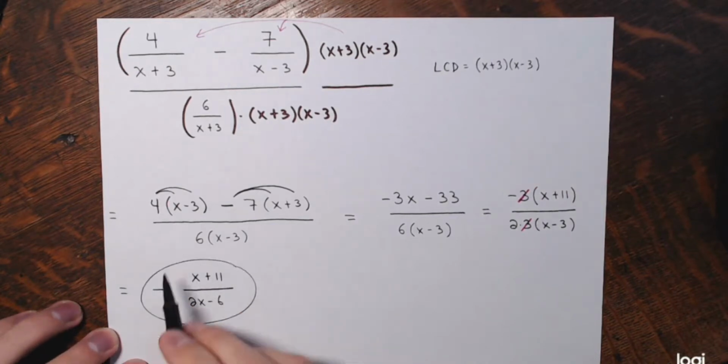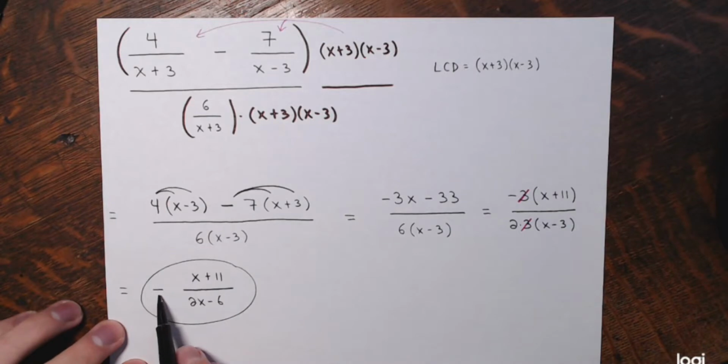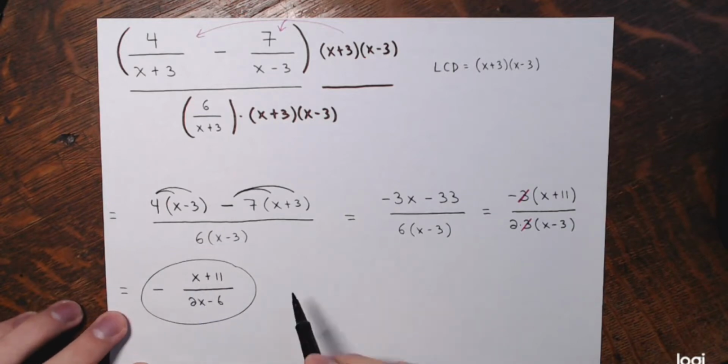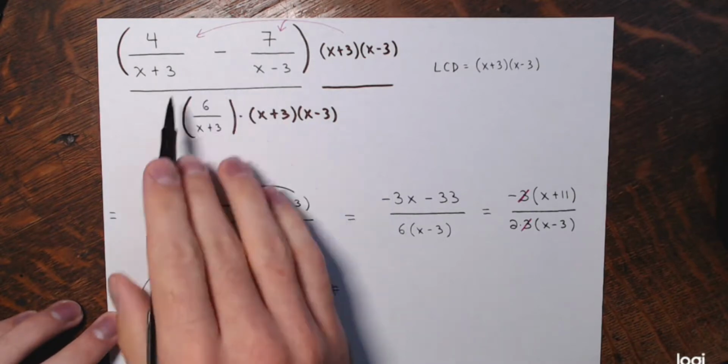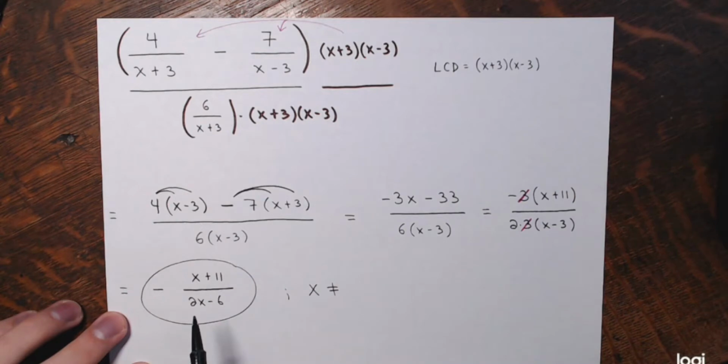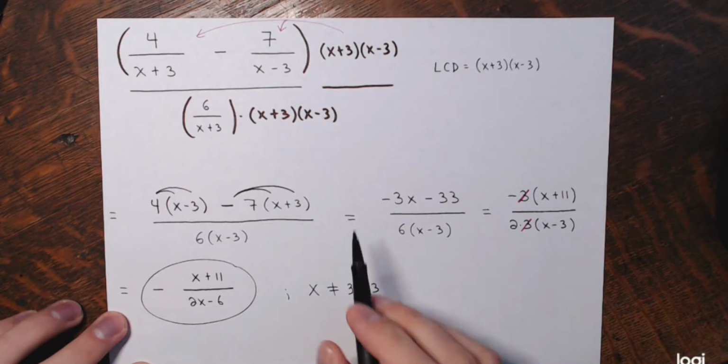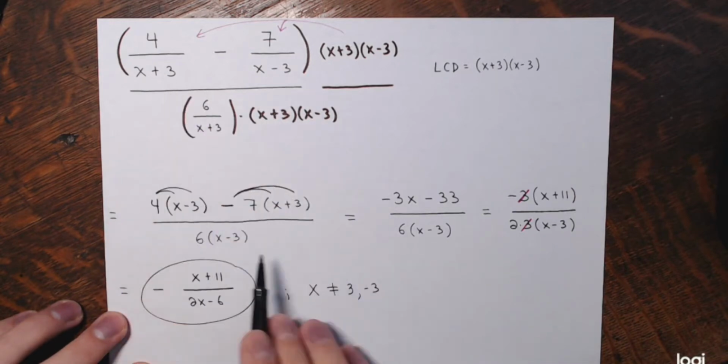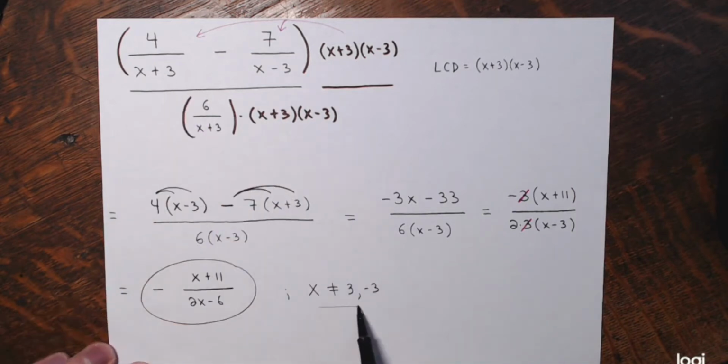So we have the opposite, or negative 1 times, whatever the value of this fraction is. So the original expression has the same value as this last expression for any value of x except 3 or negative 3, because 3 and negative 3 would make denominators 0 throughout this problem, and that's bad. So this is what I'll enter here.